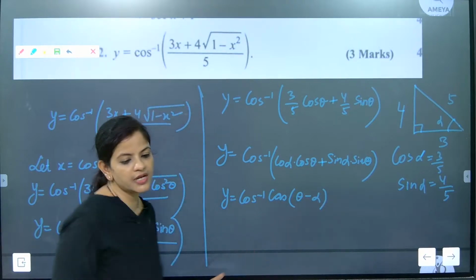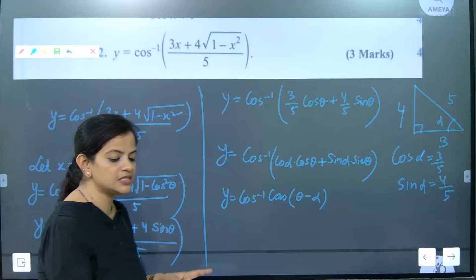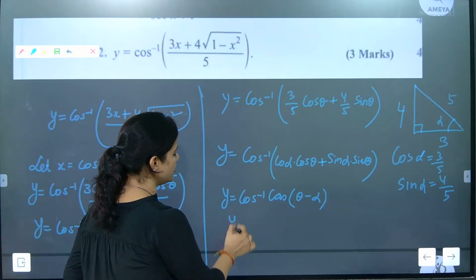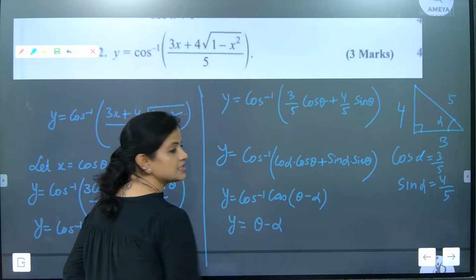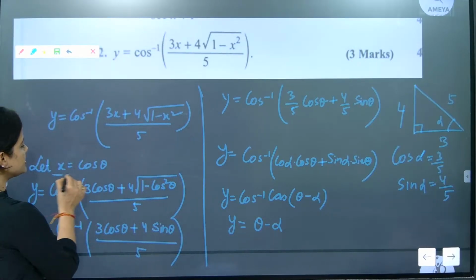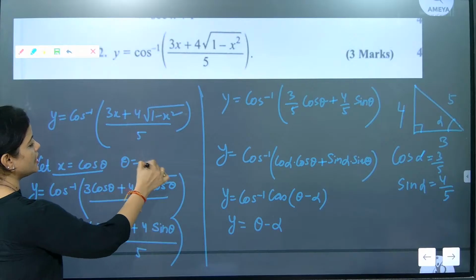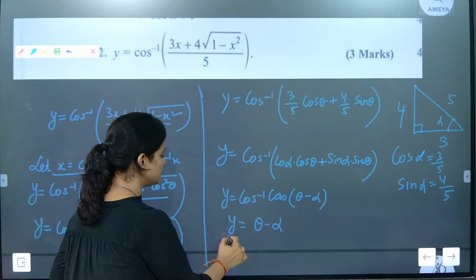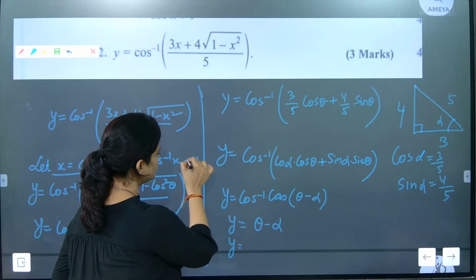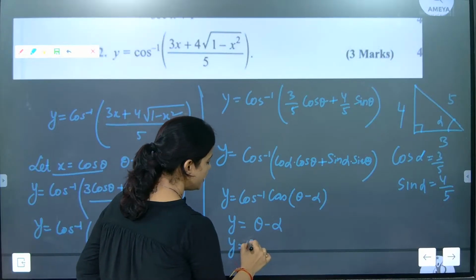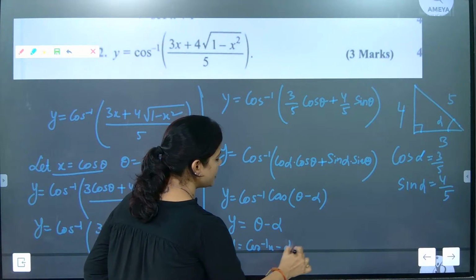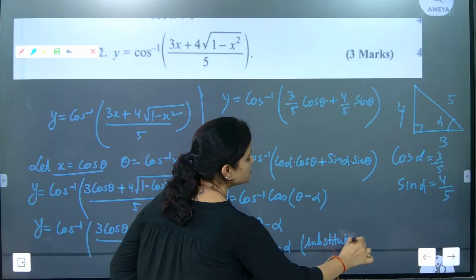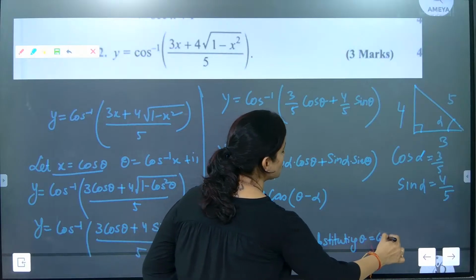Now please pay attention here. What have we written there? Theta minus alpha. Now cos inverse and cos will cancel, so it will become theta minus alpha. Now check here. If x is equal to cos theta, then theta will be equal to cos inverse x. So now substituting the value, it will become cos inverse x minus alpha, substituting theta is equal to cos inverse x.